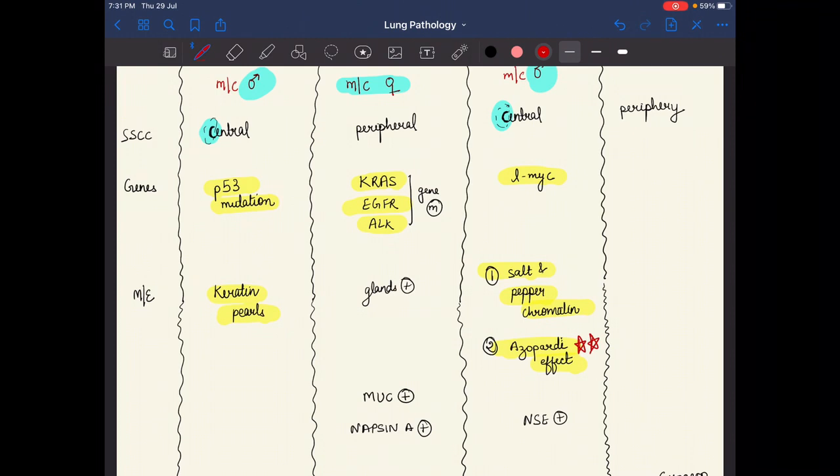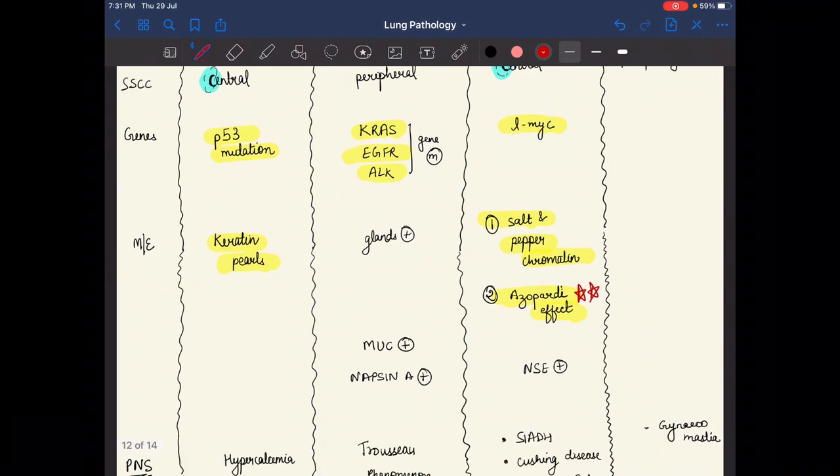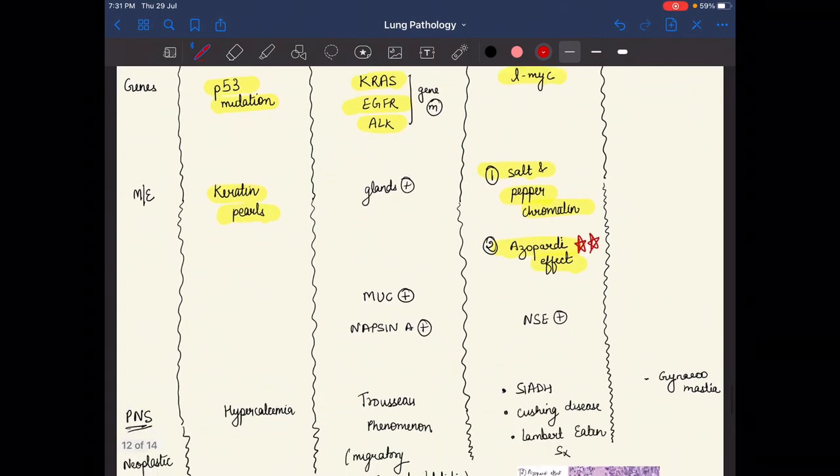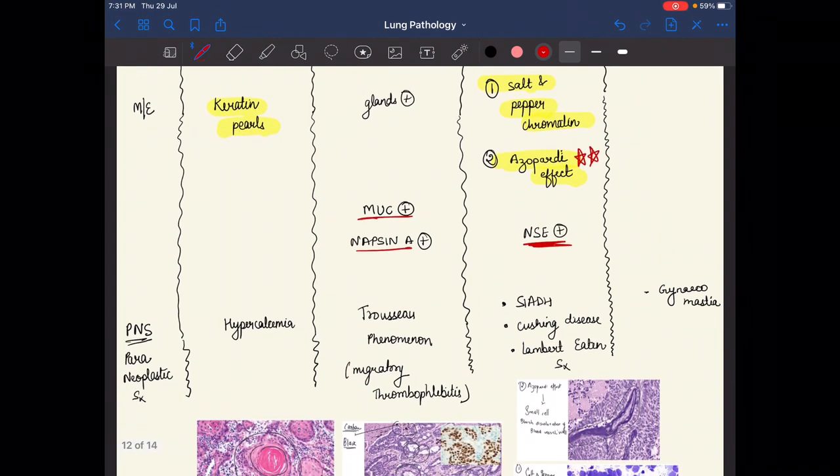Please remember this: the Azzopardi effect is seen with small cell carcinoma. The marker in small cell carcinoma is NSE, while in adenocarcinoma, MUC and Napsin A are positive. Napsin A and MUC are positive in adenocarcinoma, while NSE is positive in small cell carcinoma.